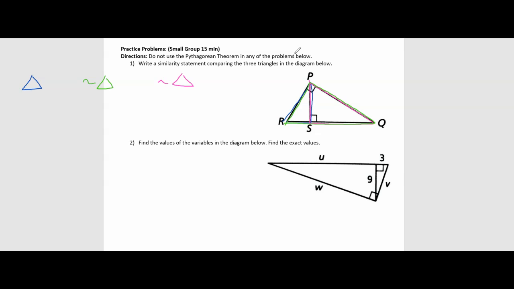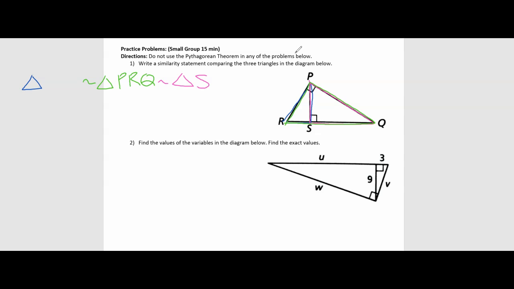Okay, so what I would do is relate the large triangle to each of the other ones individually first. I would start with the green, and I would just pick an order of letters. I'm going to start with PRQ. Now pick one of the smaller triangles to compare it to. I'm going to start with the pink. The right angle for the pink is angle S, so that needs to go where the right angle for the green is, which is angle P. So angle P comes first, which means angle S needs to come first for pink.